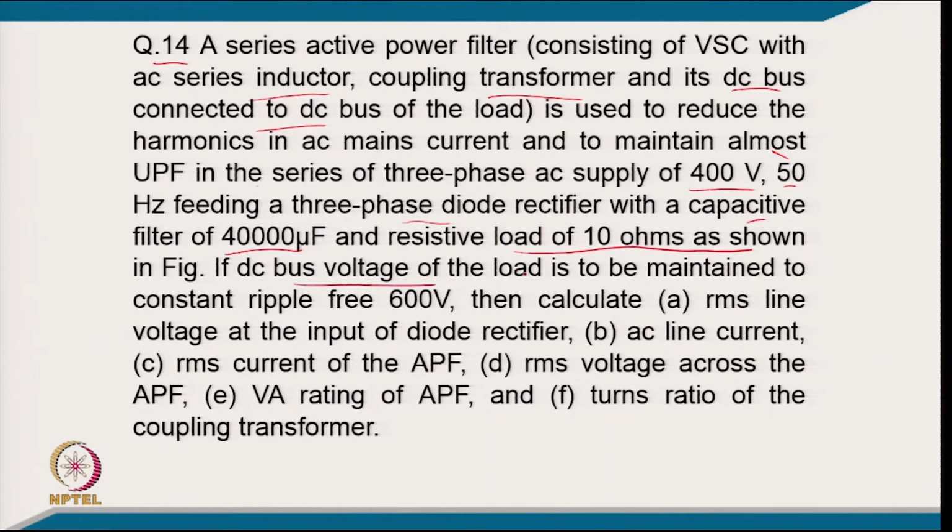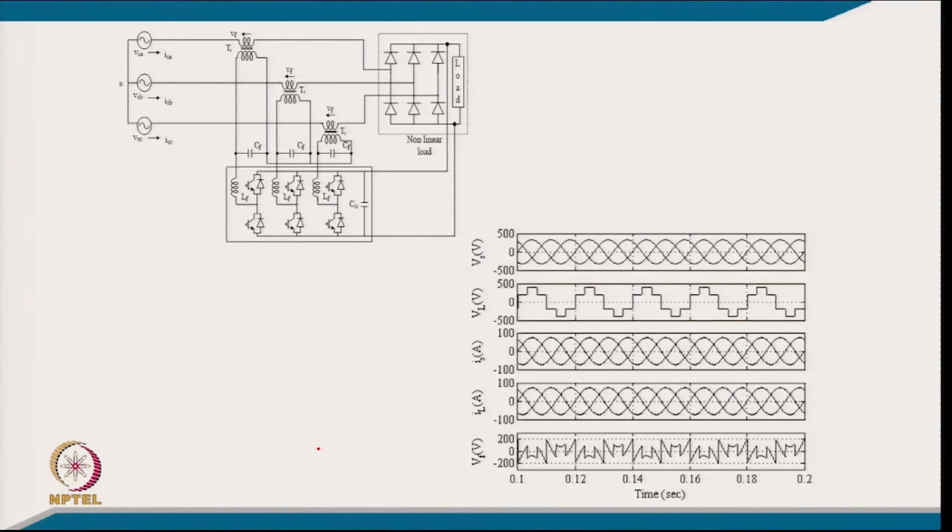If the DC bus voltage of the load is to be maintained constant and ripple free at 600 volt, then calculate the RMS line voltage at the input of the diode rectifier, AC line current, RMS current of the series active filter, RMS voltage across the series active filter, volt ampere rating of the series active filter and the turns ratio of the coupling transformer.